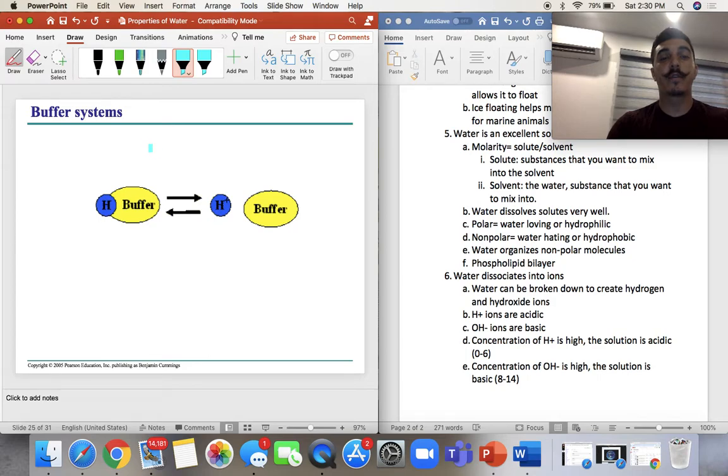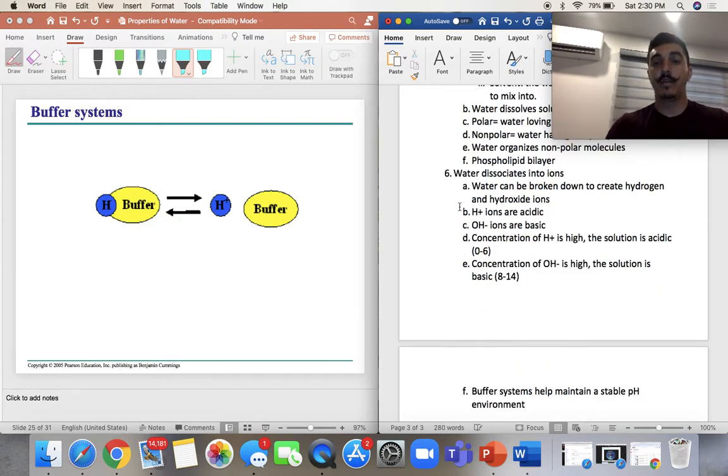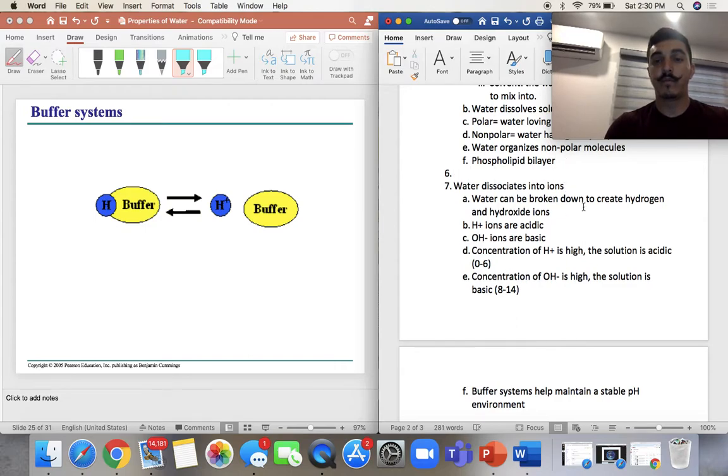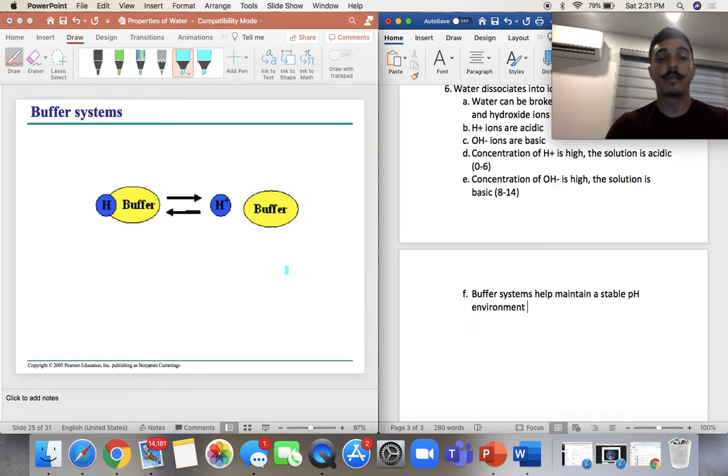Now, we have something called buffer systems. So buffer systems help maintain a stable pH environment. What does that mean? So the buffer is able to realize this is very, very acidic. We've got to get rid of something to neutralize it or make it stable or make it a good environment so it doesn't hurt our body. It starts to release these H plus from that molecule or from that solution and get rid of them so now the solution can get more basic, okay? And the other way around, if you get some more, it can get acidic, okay?